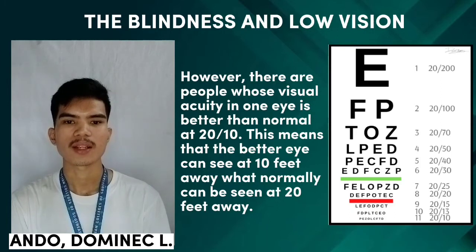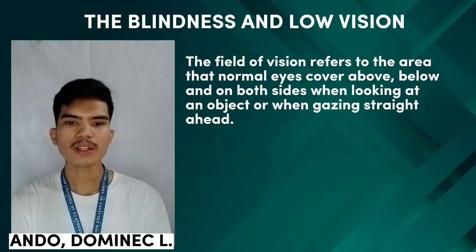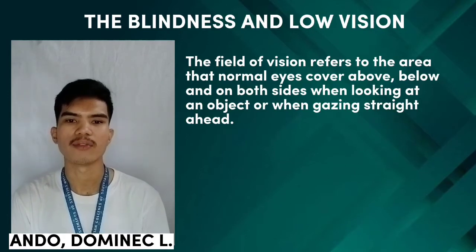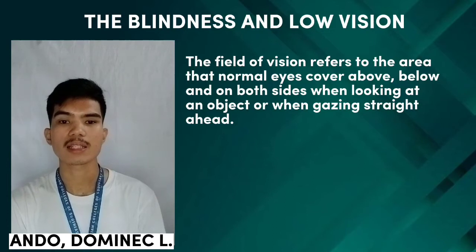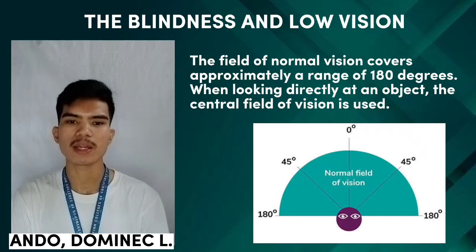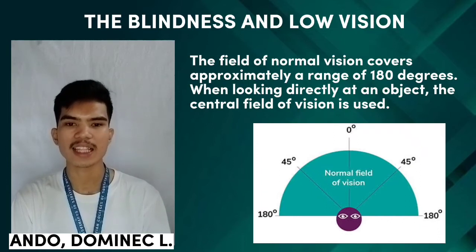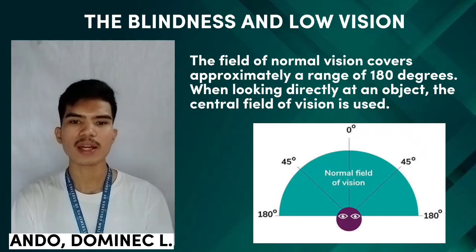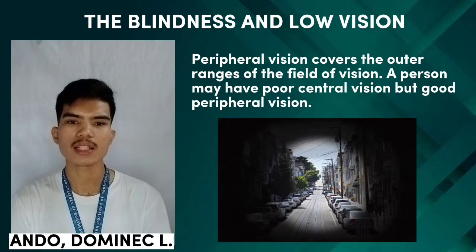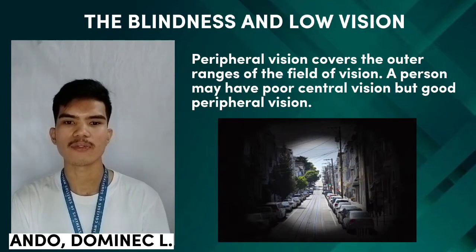feet away. So on the other hand, the field of vision refers to the area that normal eyes cover above, below, and on both sides when looking at an object or when gazing straight ahead. The field of normal vision covers approximately a range of 180 degrees. When looking directly at an object, the central field of vision is used. Peripheral vision covers the outer ranges of the field of vision.